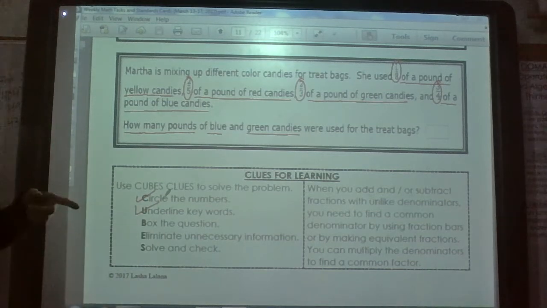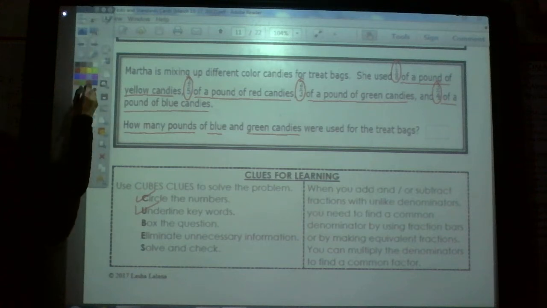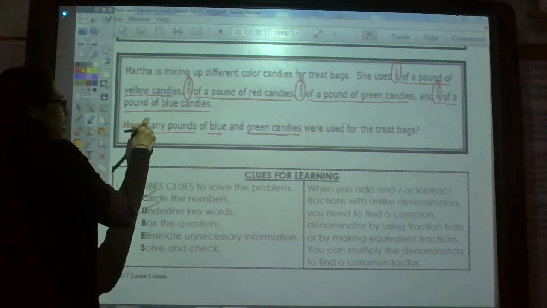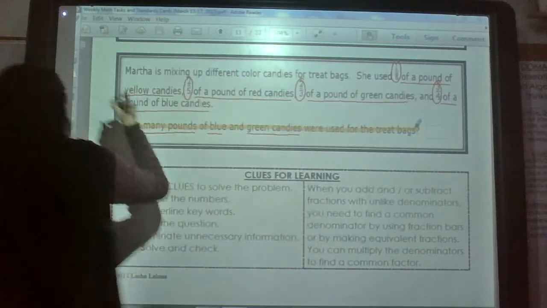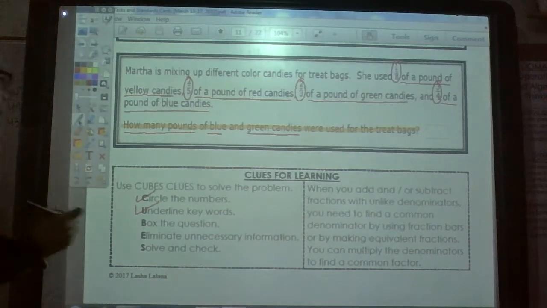The next step is the B step, to box the question. I'm going to use my highlighter. I'm going to box the question. Where's the question? Right here. How many pounds of blue and green candies were used for the treat bags? All right. So done with that.